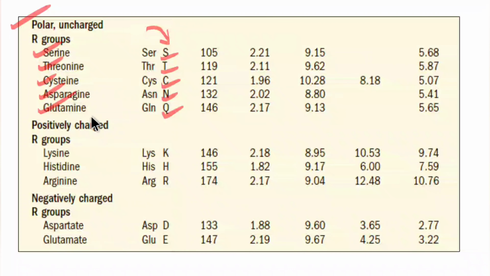Now the positively charged R group. On that basis, 3 amino acids: lysine represented by K, histidine H, arginine R. Now the negatively charged R group: on that basis we have aspartate and glutamate. Aspartate or aspartic acid is represented by capital D and glutamate is represented by E. You have to remember the single letter code, very much important because this can be asked in the Part A portion.